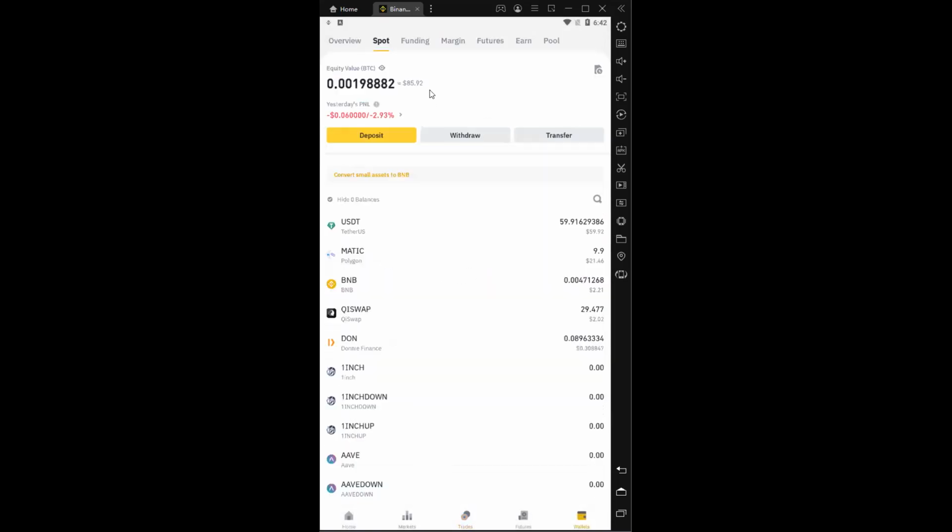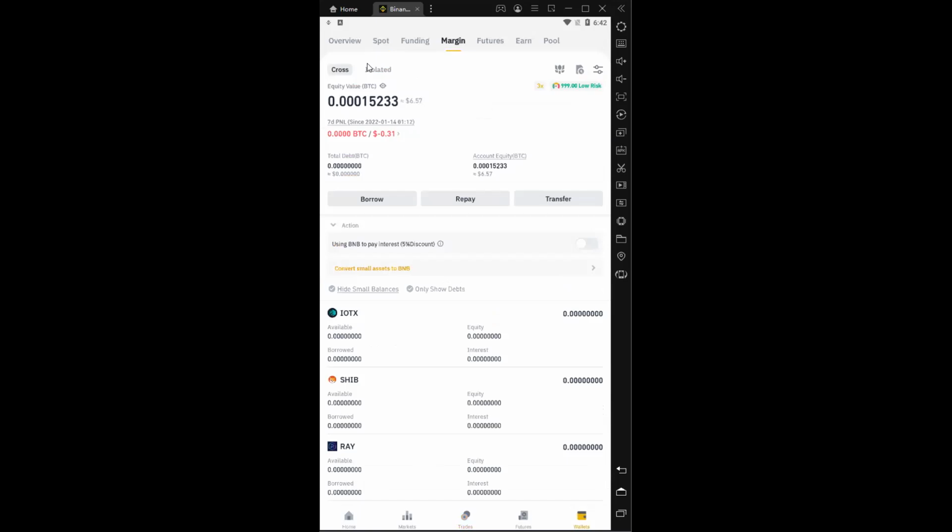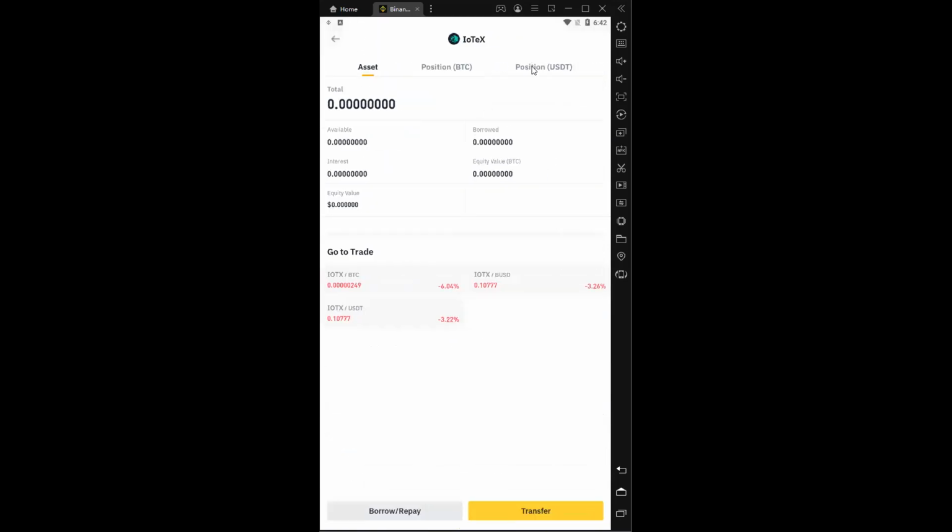So if you go to your wallet and go to the margin option, let's say cross, now you select the coin, you see the position in USDT, you see the price index, and you see the liquidation price. If the price falls to that liquidation price, all of your money will be liquidated. That means you won't have the $100 again. The $100 is gone.